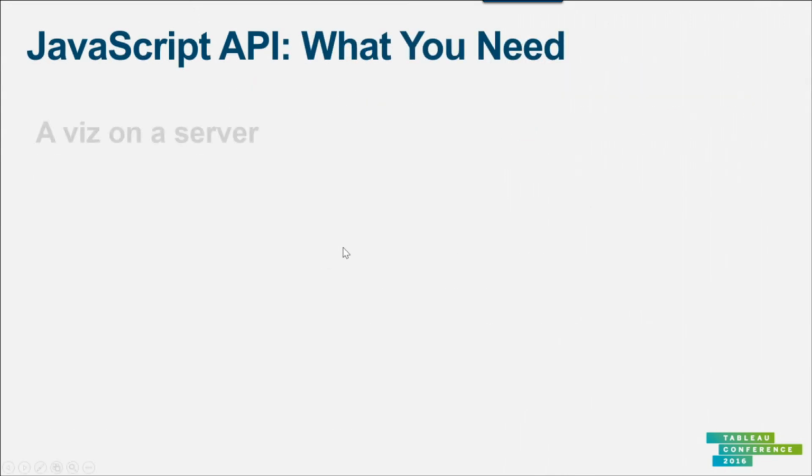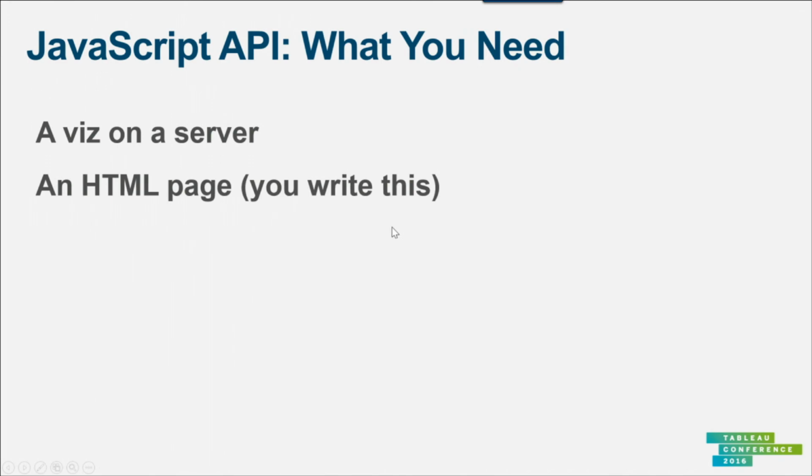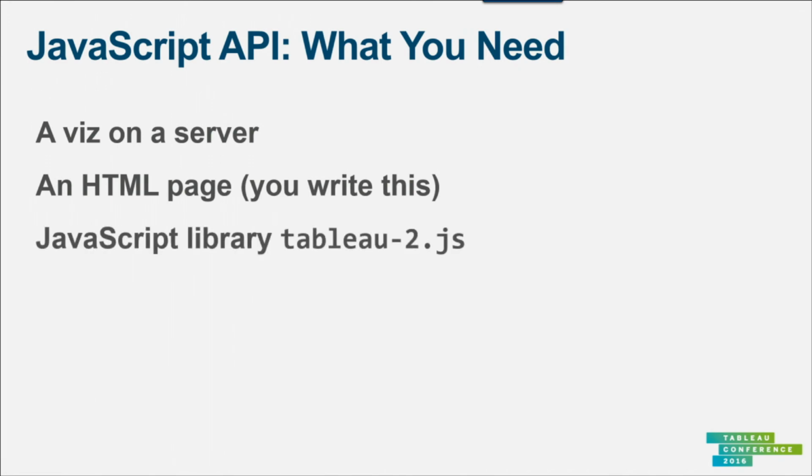What do you need in order to use the JavaScript API? Well, you've got to have a visualization on a server, on-prem, online. You have an HTML page that you write, of course, and then you have to have the JavaScript library, which we're currently at version 2.x. And that's available, if you've got Tableau Server, it's on your server, or you can get it from online or from public. And then you have to have some JavaScript skills.